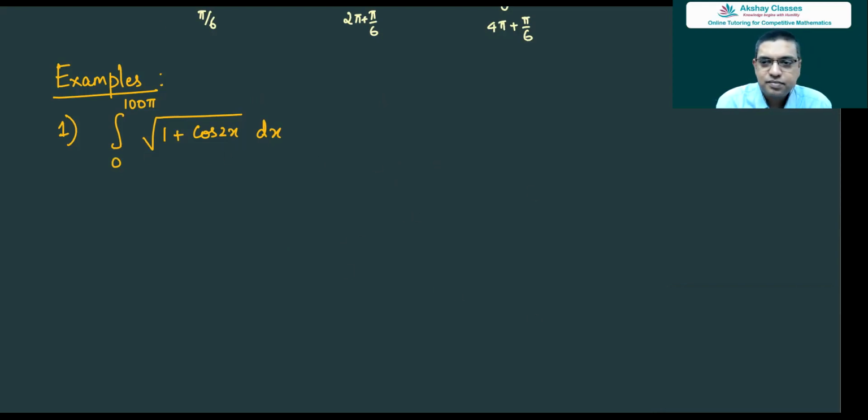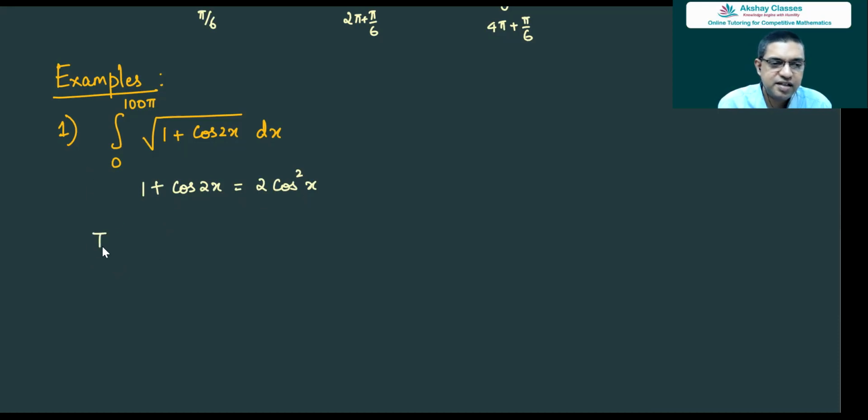Okay. Look at the solution here. Now, this is by trigonometric simplification, the submultiple angles. This is nothing but 2 cos square x. 1 plus cos 2x is 2 cos square x, because cos 2x is 2 cos square x minus 1.